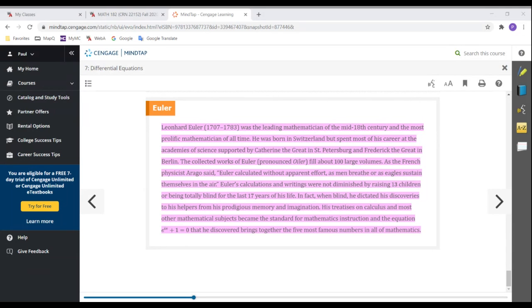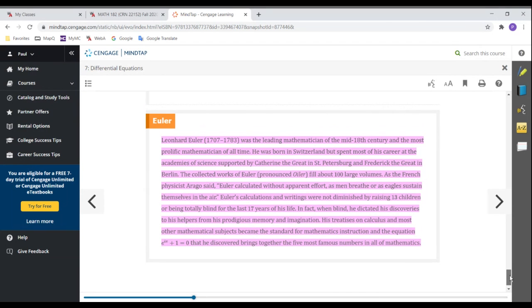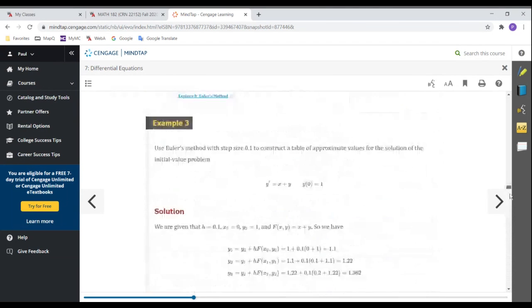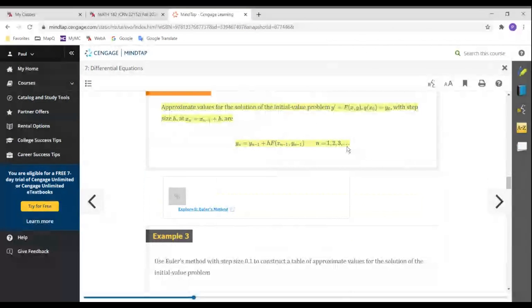But on that note, let me go back to Euler's method. So this is the general Euler's method. And I think it'd be best to use an example to demonstrate this. So let me go ahead and share an example here.